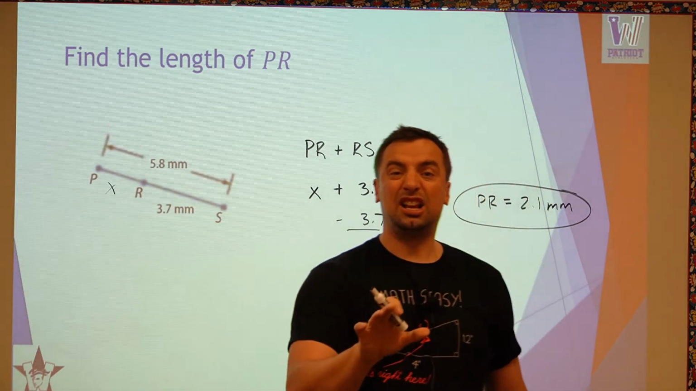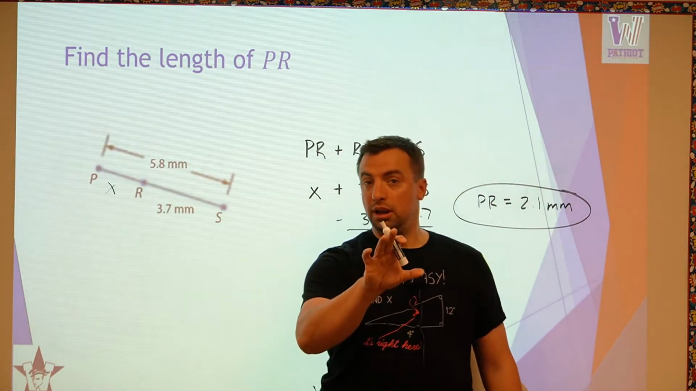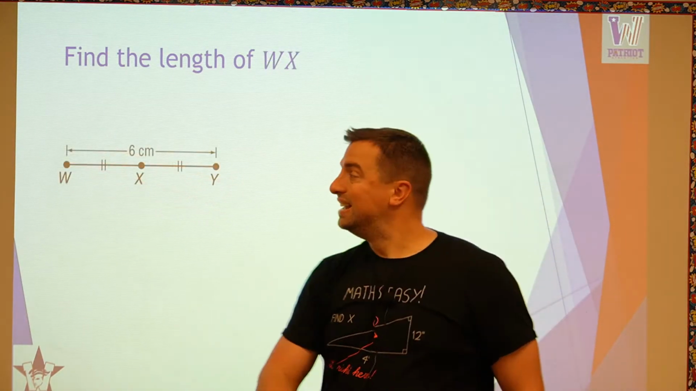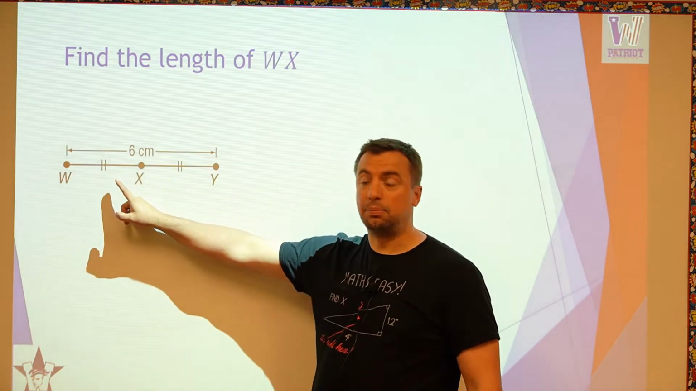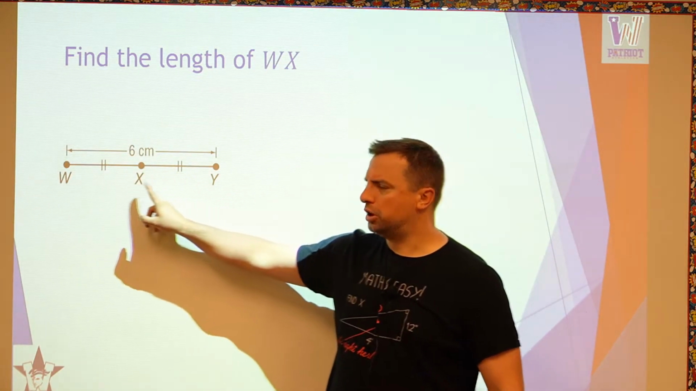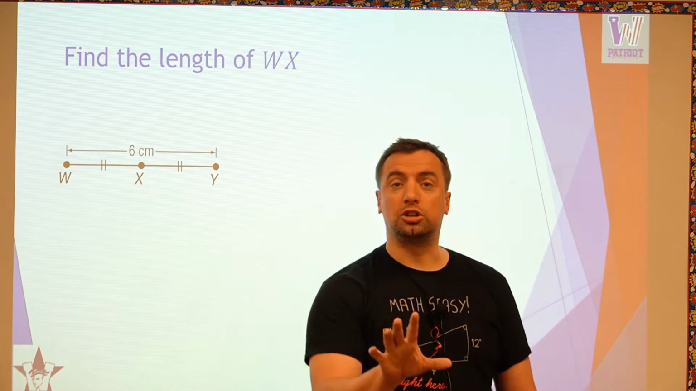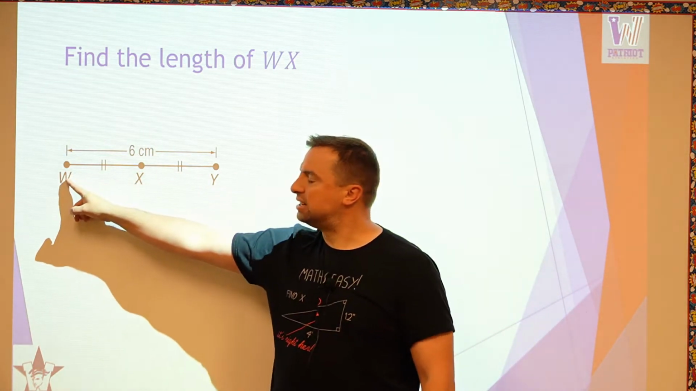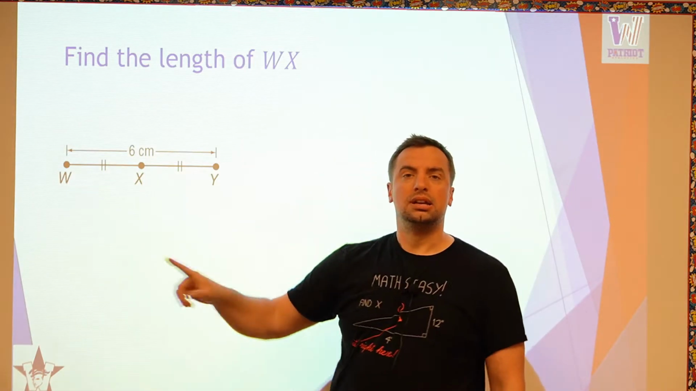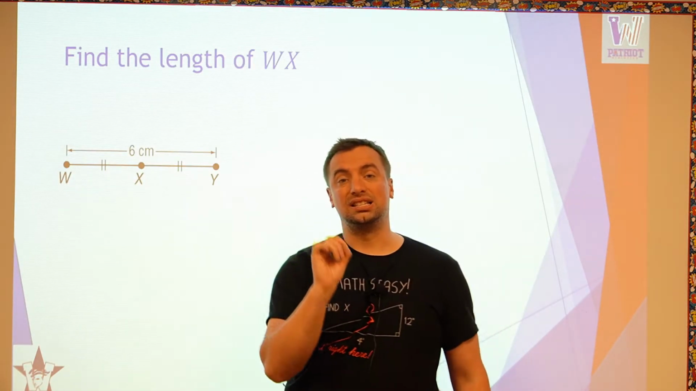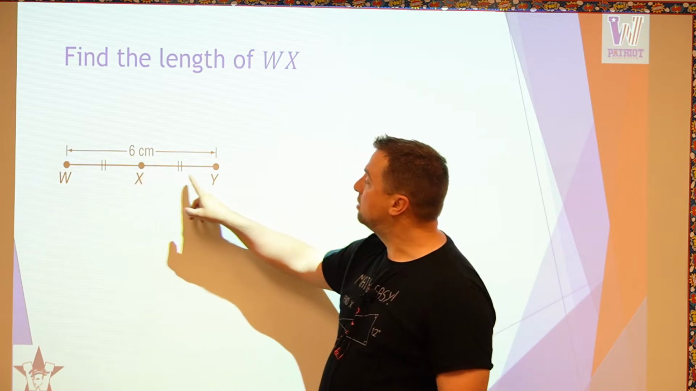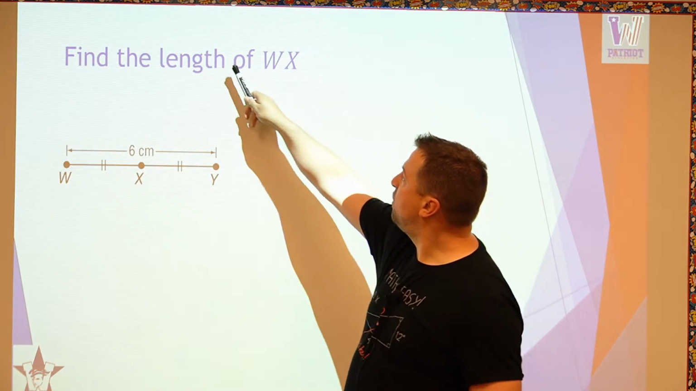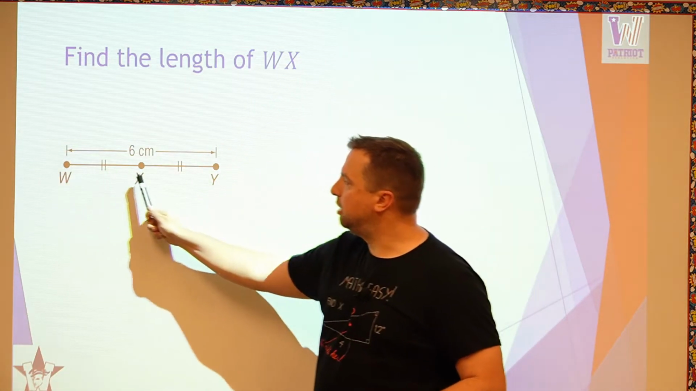All right, let's take a look at a special case of segment addition postulate with these numbers. Take a look at this example right here. We've got some interesting marks here, but we know what those marks are. Those marks are congruent marks. That means that the segment from W to X is the same length as X to Y. And we're going to use that to solve this problem. Find the length of WX from here to there.